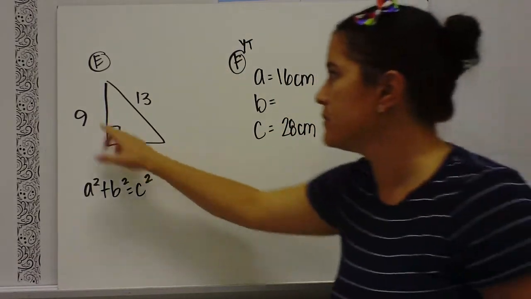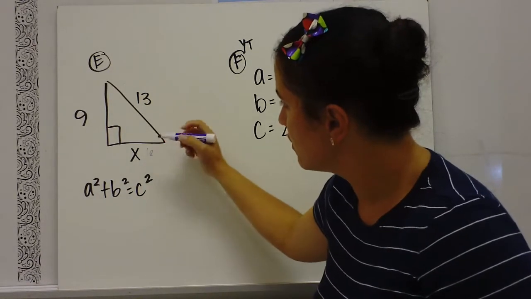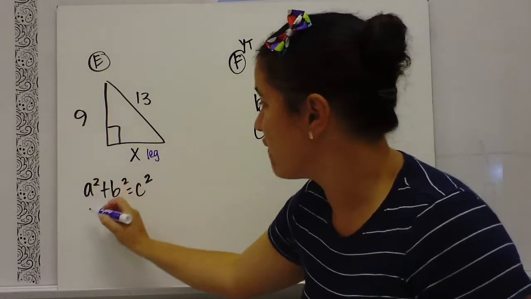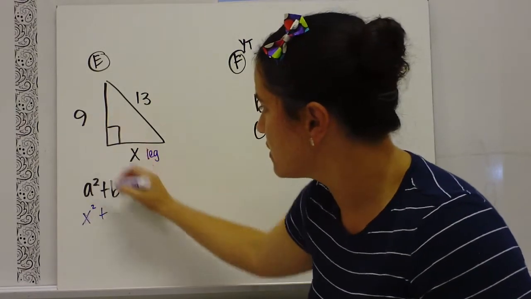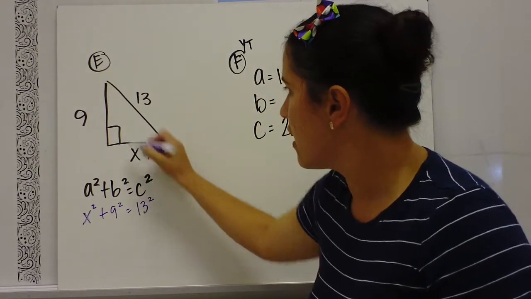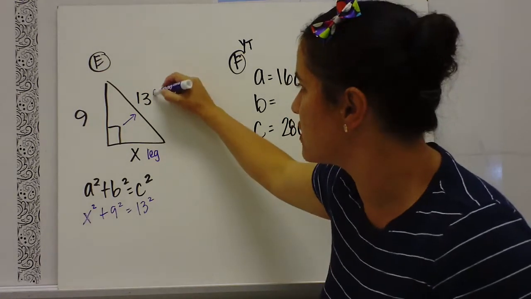All right, E. I have a right triangle and I'm missing this leg right here. So again, I like to just start with it first. So x squared plus 9 squared equals 13 squared. If it comes across from the right angle, that's always your hypotenuse, so that's your C.